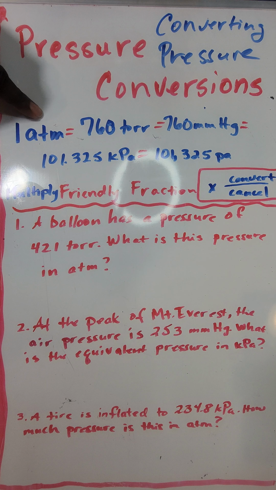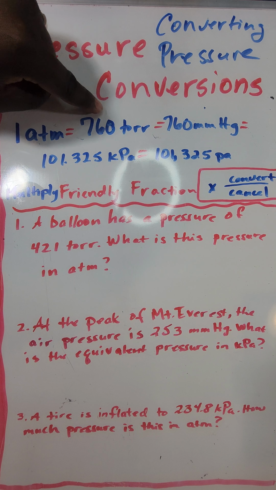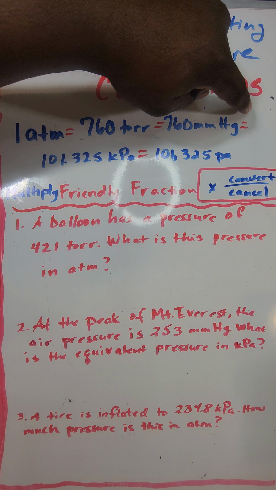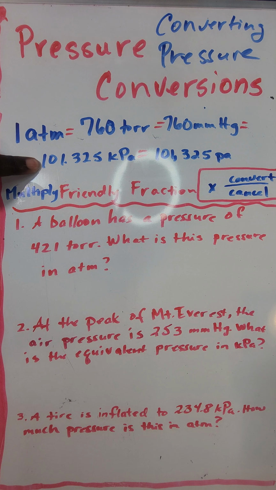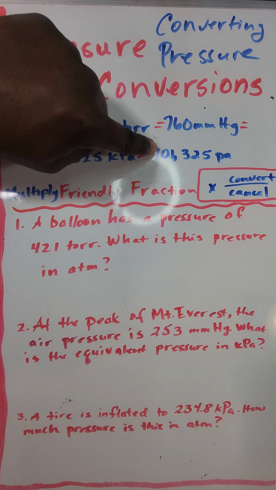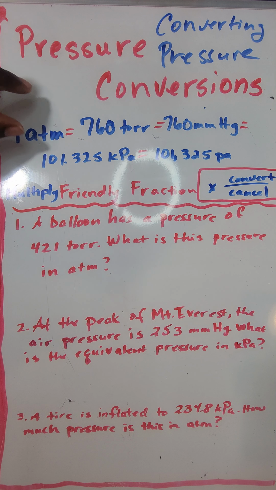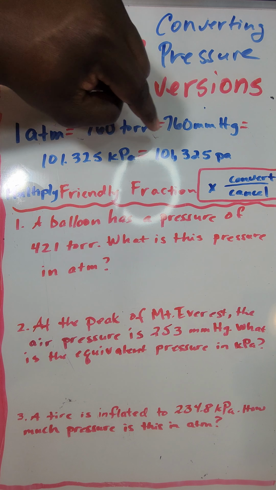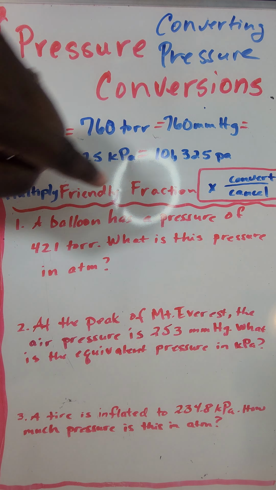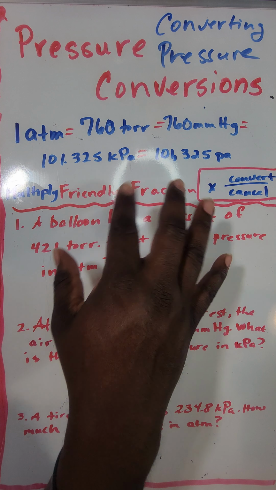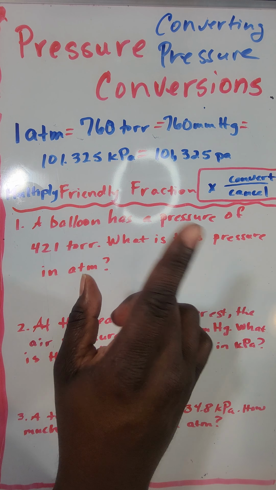All right, good. So what is it saying? It says that 1 atmosphere, 1 ATM, is the same as 760 torr, which is the same as 760 millimeters of mercury, which is also equal to 101.325 kPa, which is equal to 101,325 Pa or pascals. So each of these 5 pressures are all equal to each other. So then how do we use them to convert from one to the other?